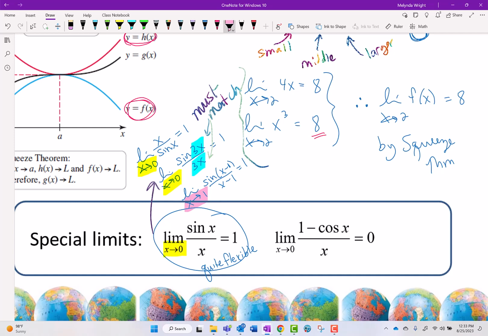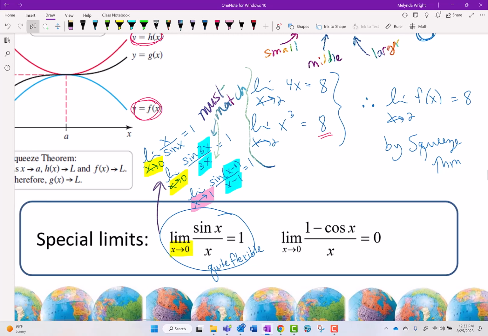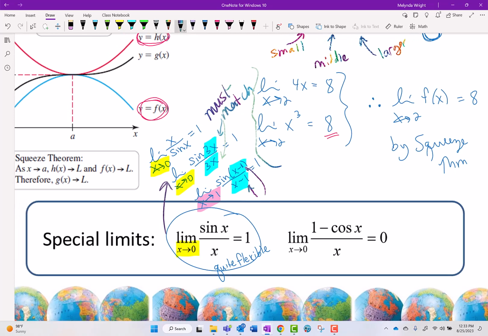That's the pattern. But again, I'll make a note of this: these things right here must match, or this won't work. It's not just the sine 0 over 0 that's going to do it for us. Those two locations have to match. So this little guy is the really flexible one. We've got all kinds of fun things that can happen with this little one. Very flexible.